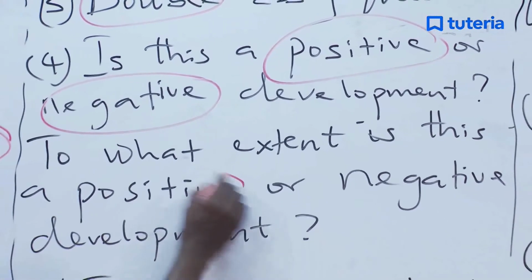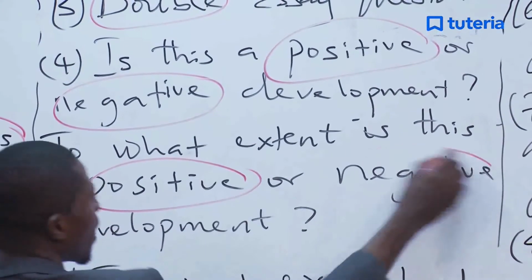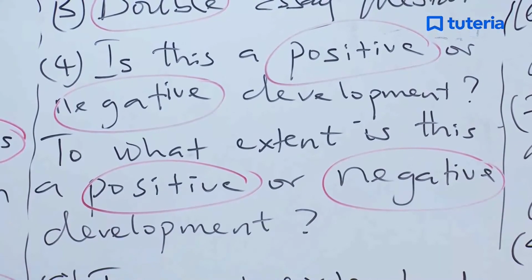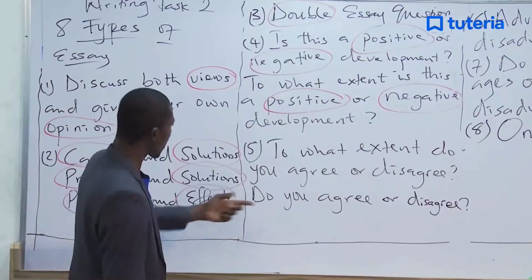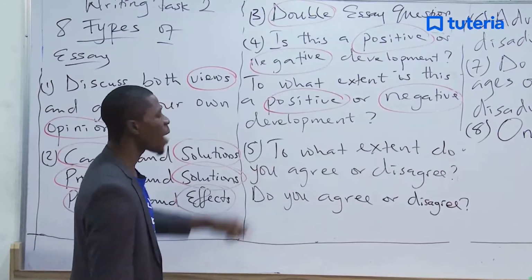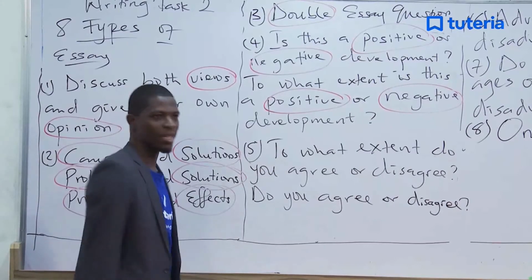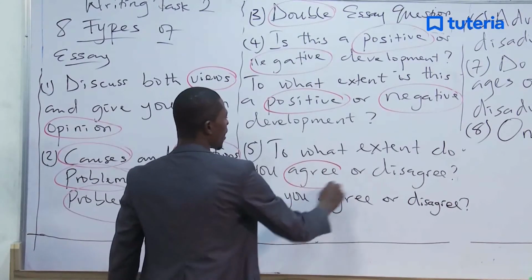It's still the same thing. So we are looking at positive or negative development. Are you getting what I'm saying? The next says: to what extent do you agree or disagree? So it's either you agree or you disagree.